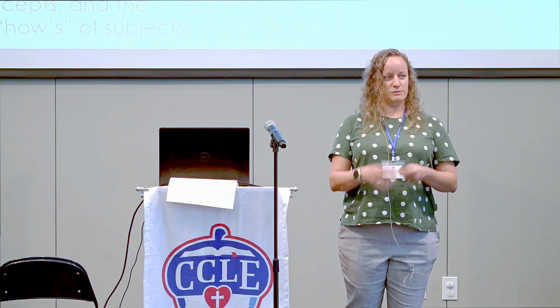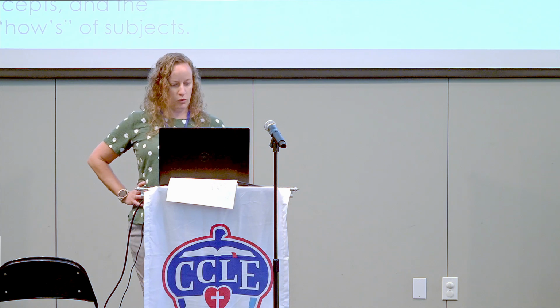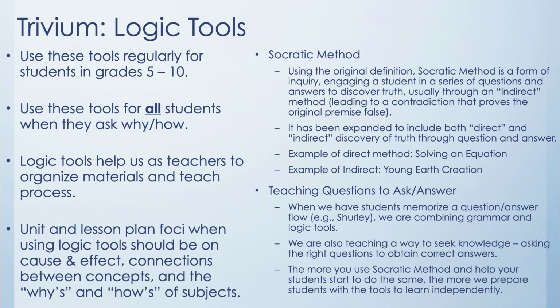You could then go back and do the same process with them, and you could do millions, 500,000, 150,000, and get smaller and smaller and help them build a case against and refute a kind of old earth premise. Okay, teaching questions to ask and answer.